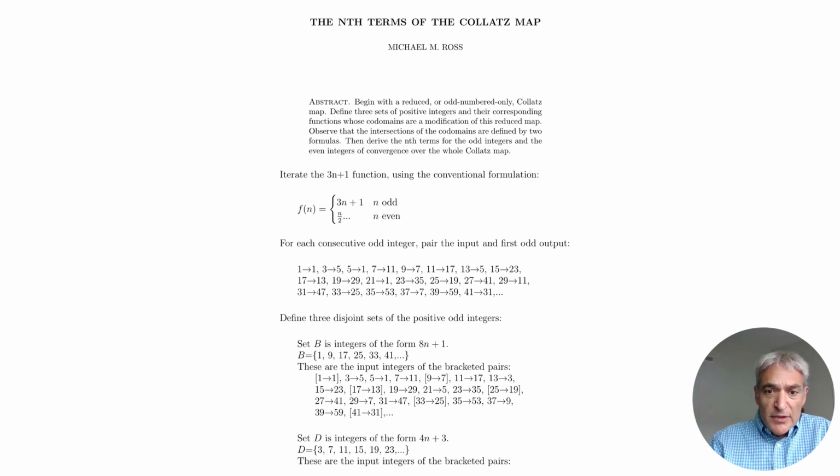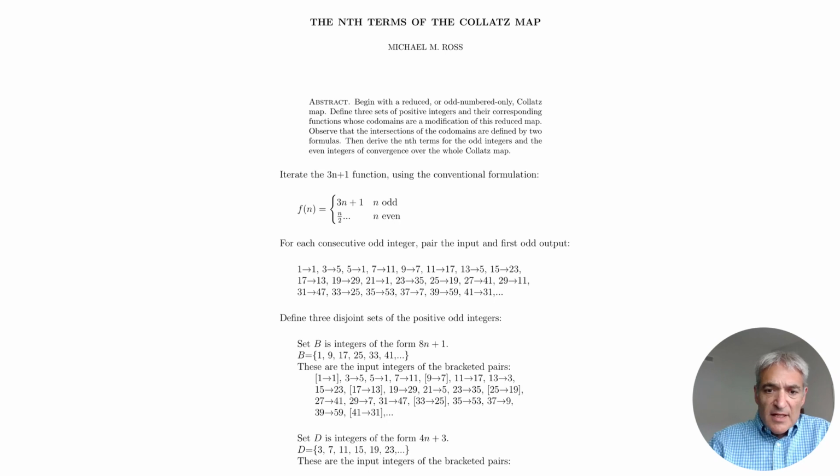These are the input integers of the bracketed pairs. Input 1, output 1. Input 9, output 7. Input 17, output 13. Input 25, output 19. Input 33, output 25. Input 41, output 31.